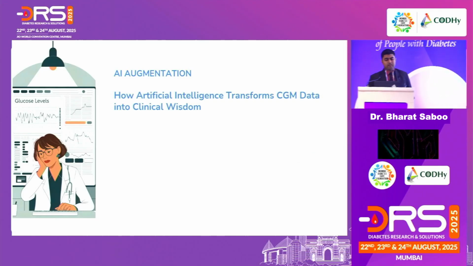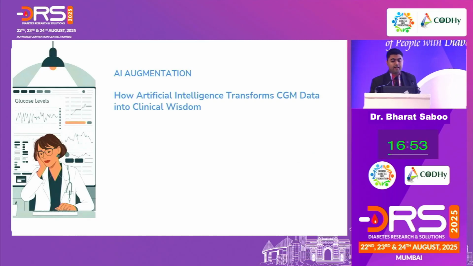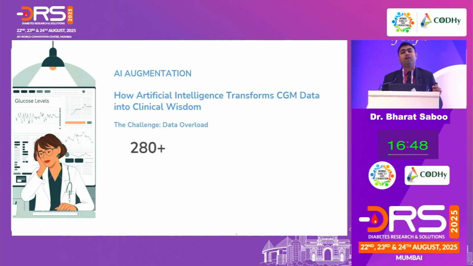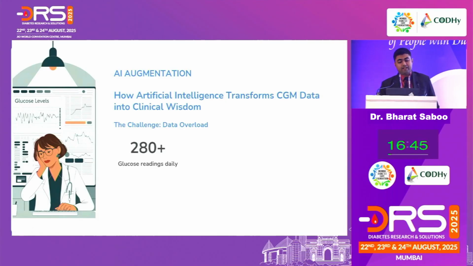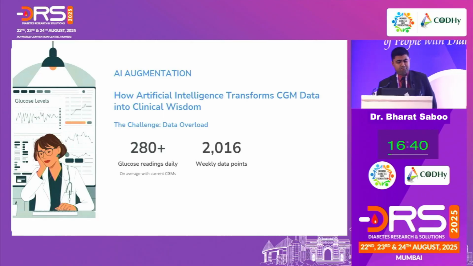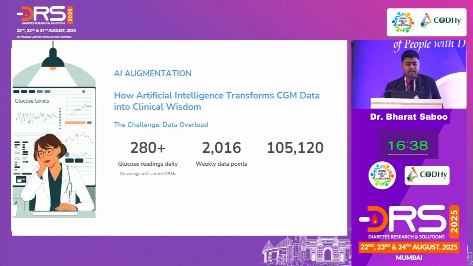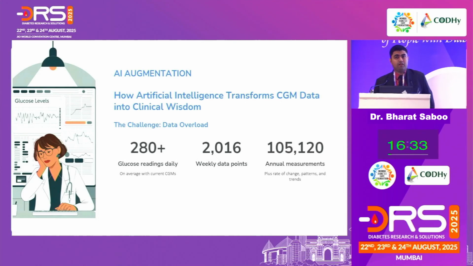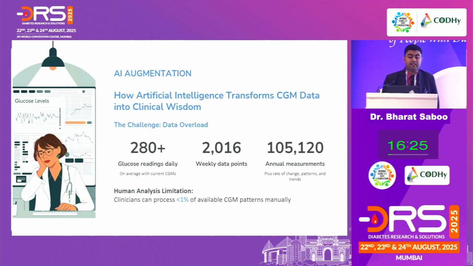So moving forward, how AI really transforms CGM data into clinical wisdom is something very interesting, because on average, CGM data has close to 280 plus glucose readings per day, which makes close to 2000 plus weekly data points. Let's assume somebody's on CGM all the time, close to 1 lakh readings of sugars throughout the year. And with human analysis limitation, less than 1% of available CGM patterns can actually be analyzed manually by the human brain.